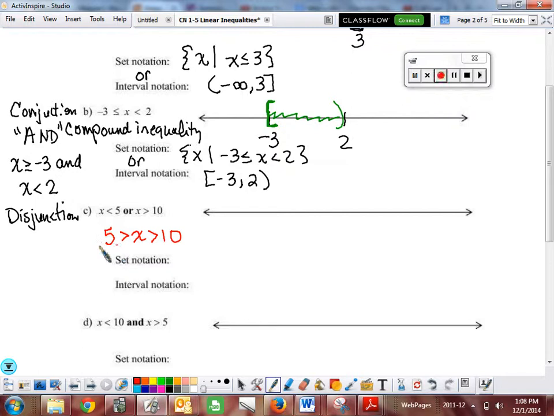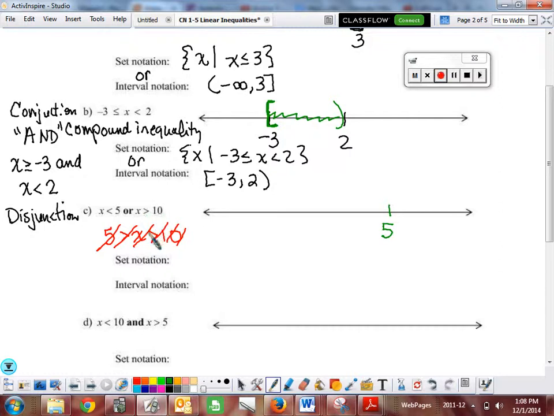See, this means x is in between 5 and 10, but this is weird. You've got bad symbols going on here. This does not work. This is completely incorrect. You cannot write a disjunction as a conjunction because they mean two completely different things. So if you're doing an OR, here's your 5. And this is shading x less than 5. This is shading x greater than 10.